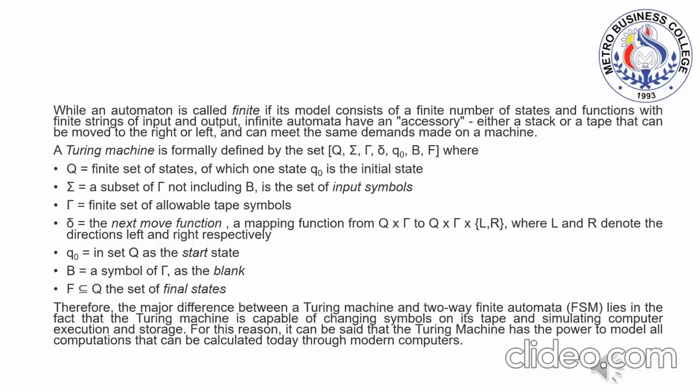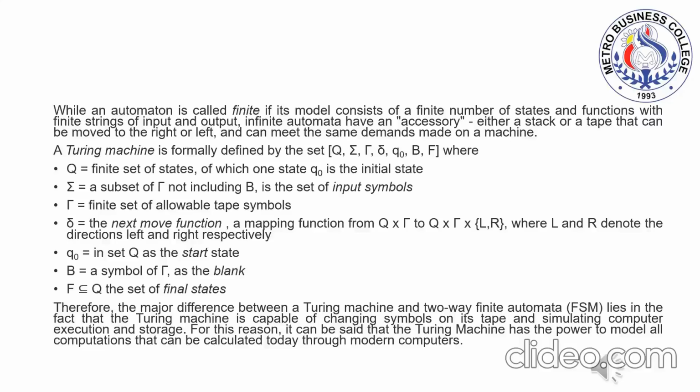While an automaton is called finite if its model consists of a finite number of states and functions with finite strings of input and output, infinite automata have an accessory, either a stack or a tape that can be moved to the right or left, and can meet the same demands made on a machine.